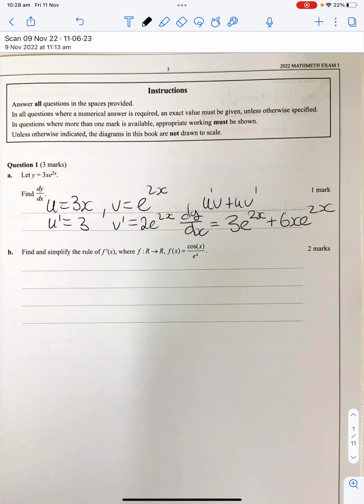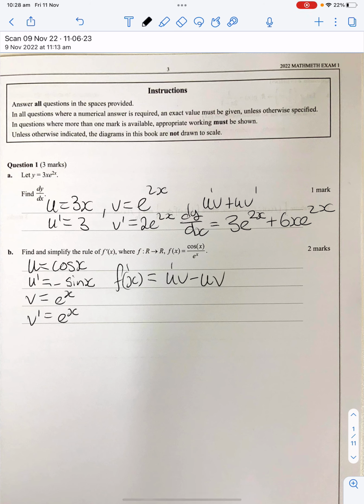So I'm going to lay this one out the same again. u equals cos x. The derivative of u equals negative sine x. v equals e to the x. Derivative of v is e to the x. So f'(x) equals u'v minus uv', dashes on the edges, over v squared.